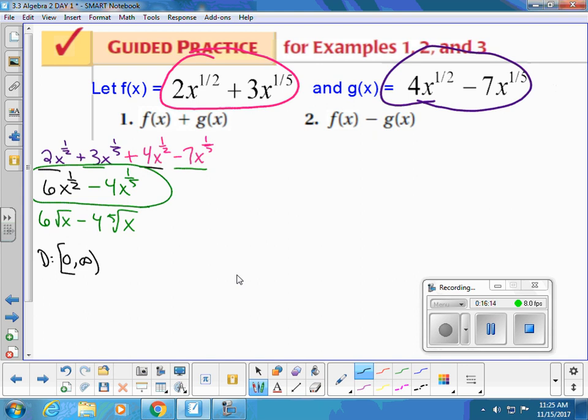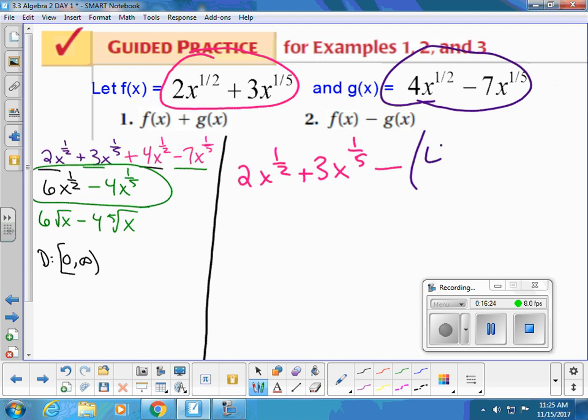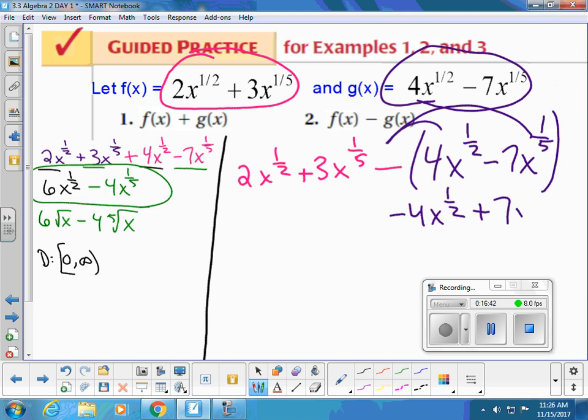Number 2, we're going to take function f, which is 2x to the 1/2 plus 3x to the 1/5, and we're going to subtract off function g. Now notice, I am using parentheses right now, aren't I? That's because we're subtracting off a quantity that is more than one term. Our negative will have to distribute to everybody. So it will become a negative 4x to the 1/2, but it will become a positive 7x to the 1/5, because a negative times a negative is a positive. These two are still out front and still the same as they've always been.